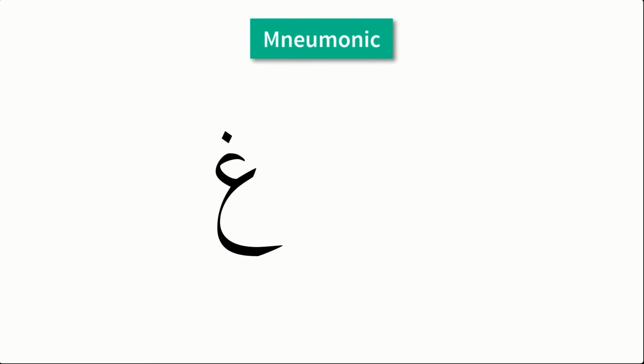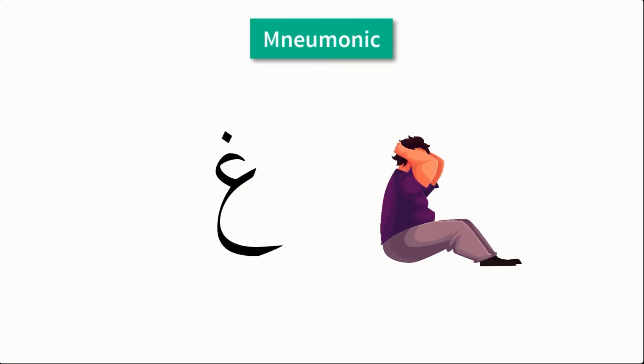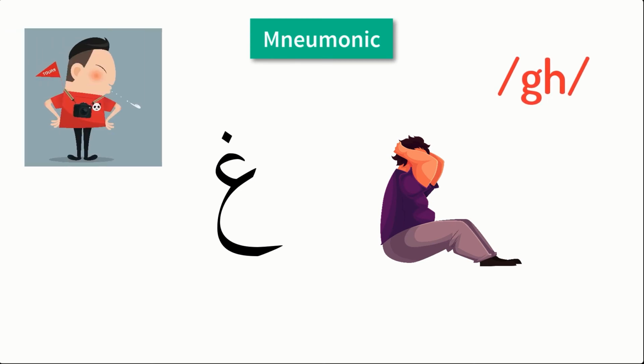Let's stay with our man leaning against the wall and imagine him needing a glass of water after all the Ain practice. He sips a bit, gargles, and spits it all out. That spittle is represented by the dot on top of the letter.